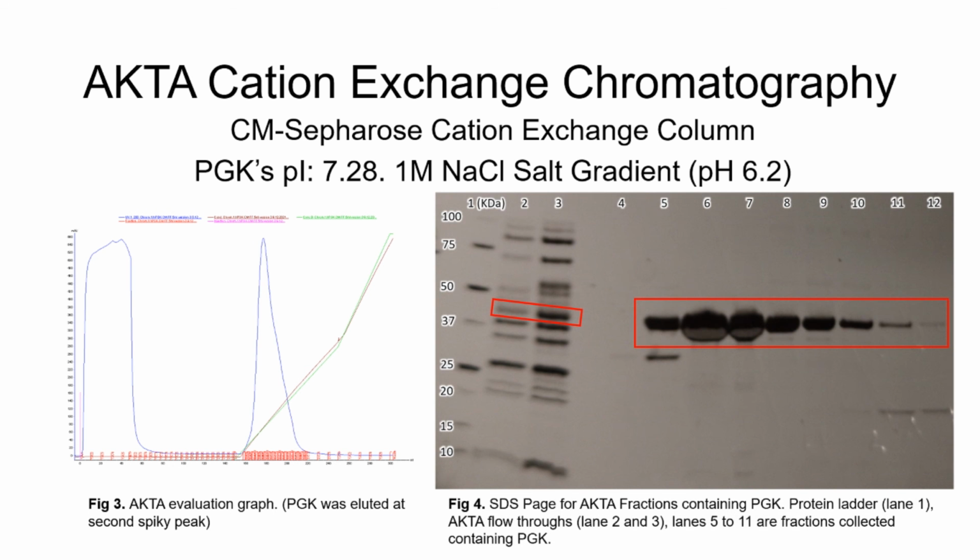And finally, here is the gel representing the fractions containing PGK. Lanes 2 and 3 are just the flow-throughs from the start and end of the process, whilst lanes 5 to 11, especially lanes 6 and 7, show quite a bit of PGK being extracted.